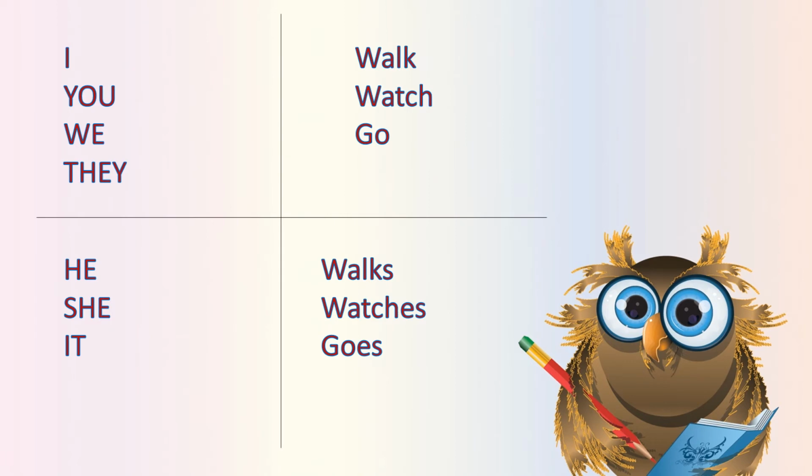I, you, we, and they make the verb walk, watch, and go. But he, she, and it change the verb to walks, watches, goes.